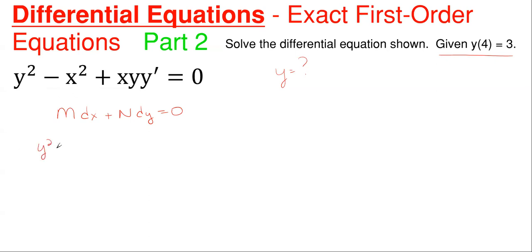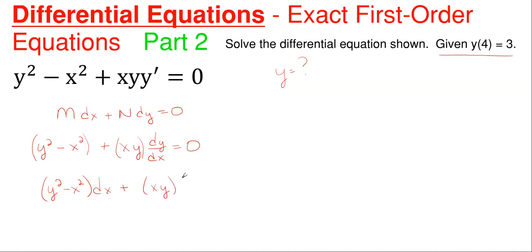So we would have y squared minus x squared plus xy, and instead of y prime, I'm going to put dy/dx, equal to 0. So we're just going to multiply through by our dx here, and I'm going to put brackets around our non-dy/dx portions. So we would end up with this. We would have y squared minus x squared attached to a dx, plus xy attached to our dy is equal to 0. So what that means is that this portion right here would be considered our M. This portion right here would be considered our N.